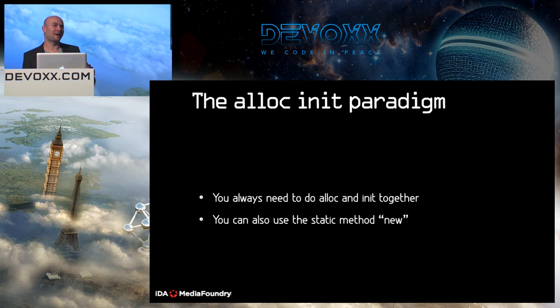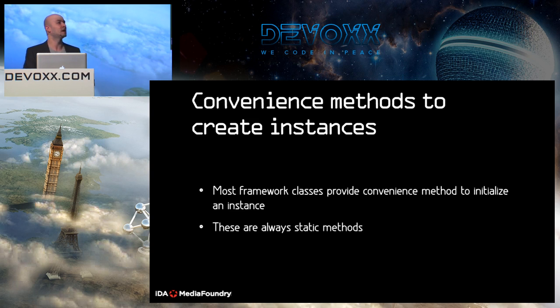So we call it the alloc init paradigm. You always need them together. Obviously, you can have more than one init method. You can have init methods with parameters, but you will still need to call alloc first and then do init. You also have the static new method, but you shouldn't use it. It's only capable of using your init method and not anything else. And for Objective-C developers, it makes your code look weird. We are used to doing alloc init, so do that as well. Don't use new.